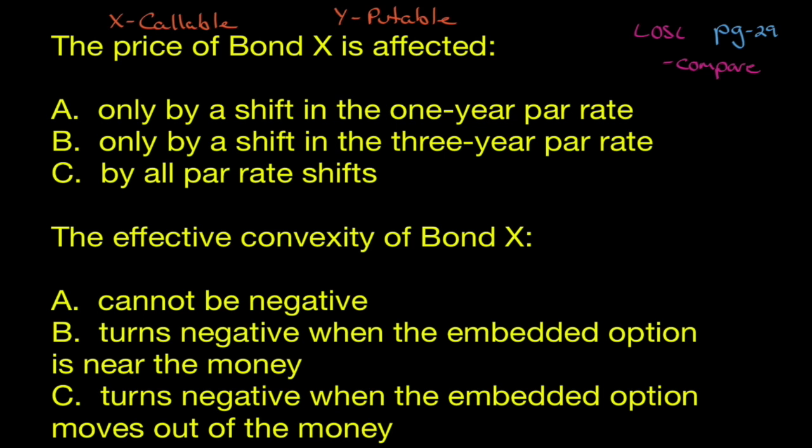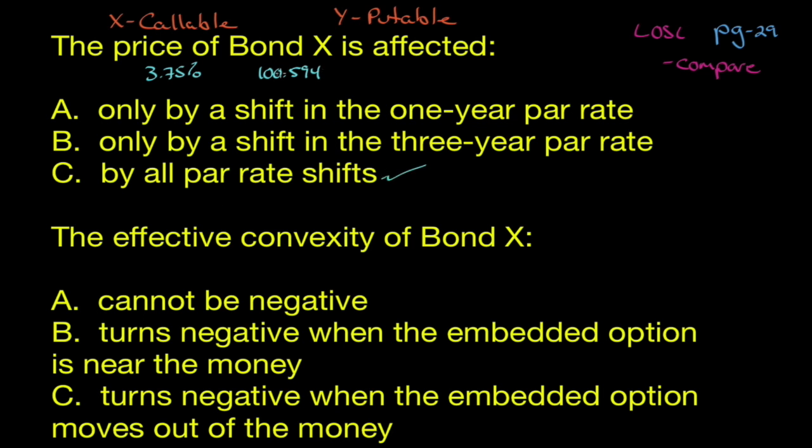All right, the price of bond X is affected A, only by a shift in the 1-year par rate, B, only by a shift in the 3-year par rate, or C, by all par rate shifts. Well, we saw that the coupon on X was 3.75%. We had already done that one. Let's make a note of that. The coupon was 3.75%, and the price of this bond at the time when we looked at it was 100.594. Is this a par bond? This is not a par bond. So since it's not a par bond, it's going to be affected by all par rate shifts.